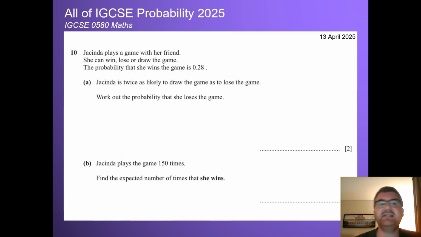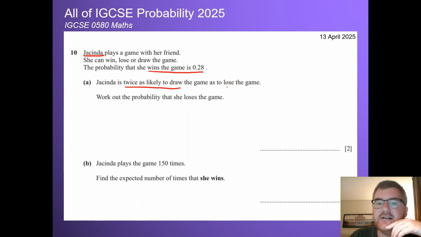On to question 10 here. Jacinda is playing a game with her friend. She can win, lose, or draw the game. Probability she wins is 0.28. Jacinda is twice as likely to draw the game as to lose the game. Okay, so if the probability she loses is, say, x, let's just give it a letter, then twice as likely to draw will be 2x. And work out the probability she loses.